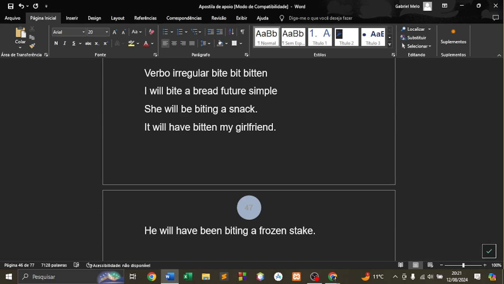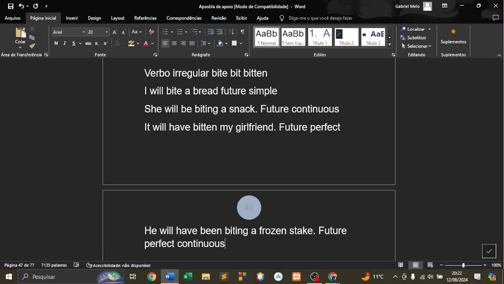She will be biting his neck. It's future continuous. Exactly. It will have beaten my girlfriend. It's future perfect. He will have been biting a present state. It's future perfect continuous. Exactly. Future perfect continuous.